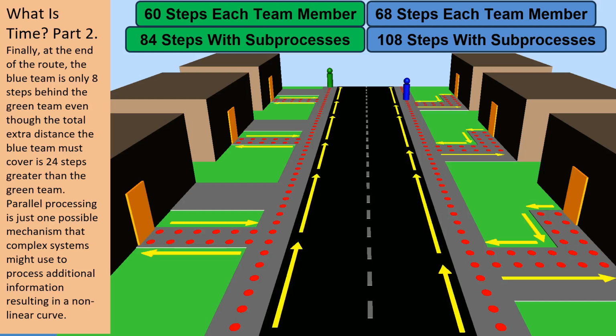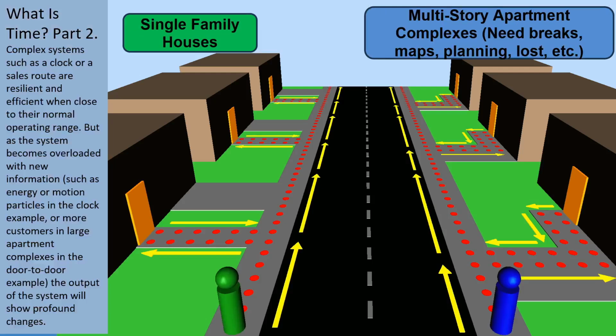Parallel processing is just one possible mechanism that complex systems might use to process additional information, resulting in a non-linear curve. Complex systems such as a clock or a sales route are resilient and efficient when close to their normal operating range. But as the system becomes overloaded with new information, such as energy or motion particles in the clock example, or more customers in large apartment complexes in the door-to-door example, the output of the system will show profound changes.